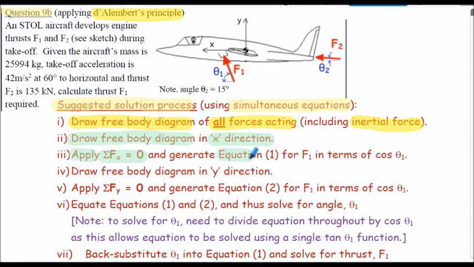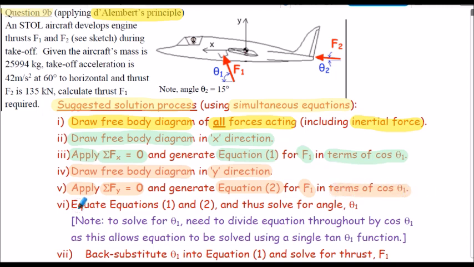I would suggest label it equation 1 for force F1 in terms of cos theta 1. So in other words, F1 on the left hand side of our equation will equal some expression involving cos theta 1 on the right hand side. There will be two unknowns in that equation, F1 and theta 1, so we cannot solve the equation. We need to generate a second equation. And we do this by drawing a free body diagram in the y direction, consider all the forces in the y direction, and then apply Newton's first law in the y direction. This will generate a second equation, which I suggest call equation 2. And again, we can rearrange the equation for F1 in terms of cos theta 1.